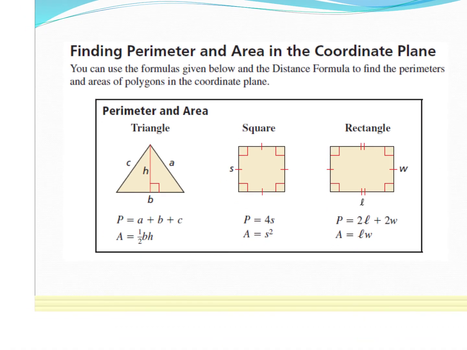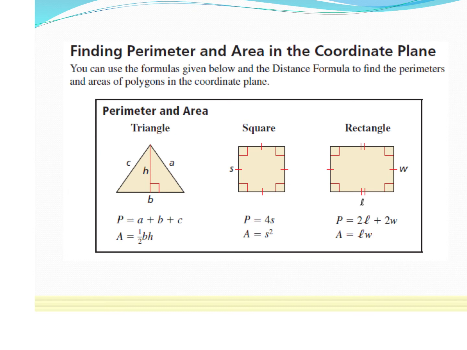So for the next one, we're finding perimeter and area in the coordinate plane. So what we're going to be doing in the homework is you're going to be given ordered pairs. You're going to have to graph the ordered pairs and then find the lengths of the sides, either by counting the squares, if the segments are horizontal or vertical. If they're diagonal, you're going to need to use the distance formula.